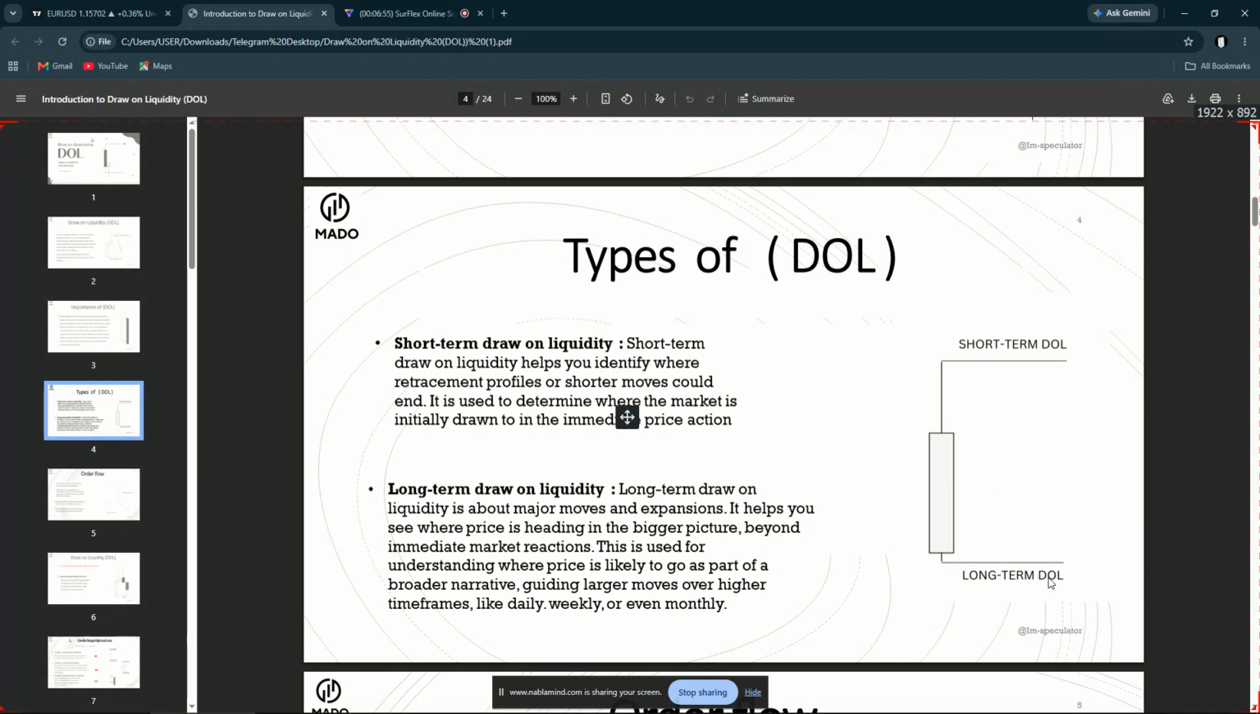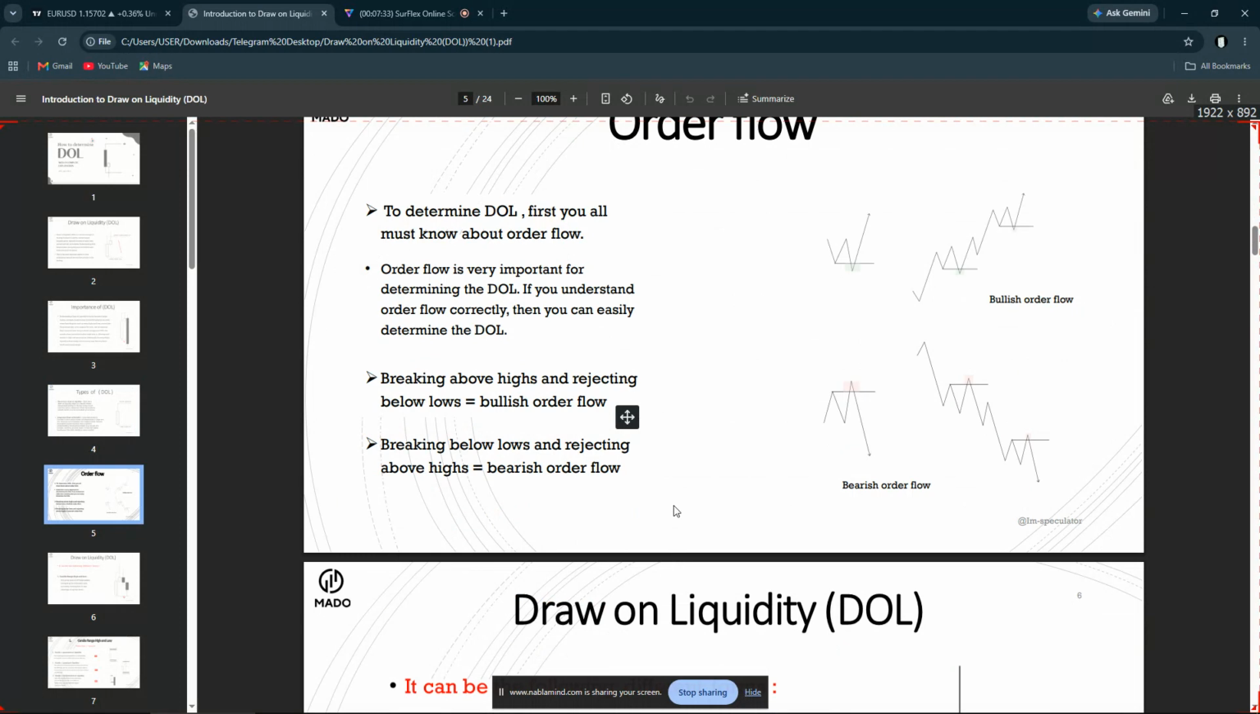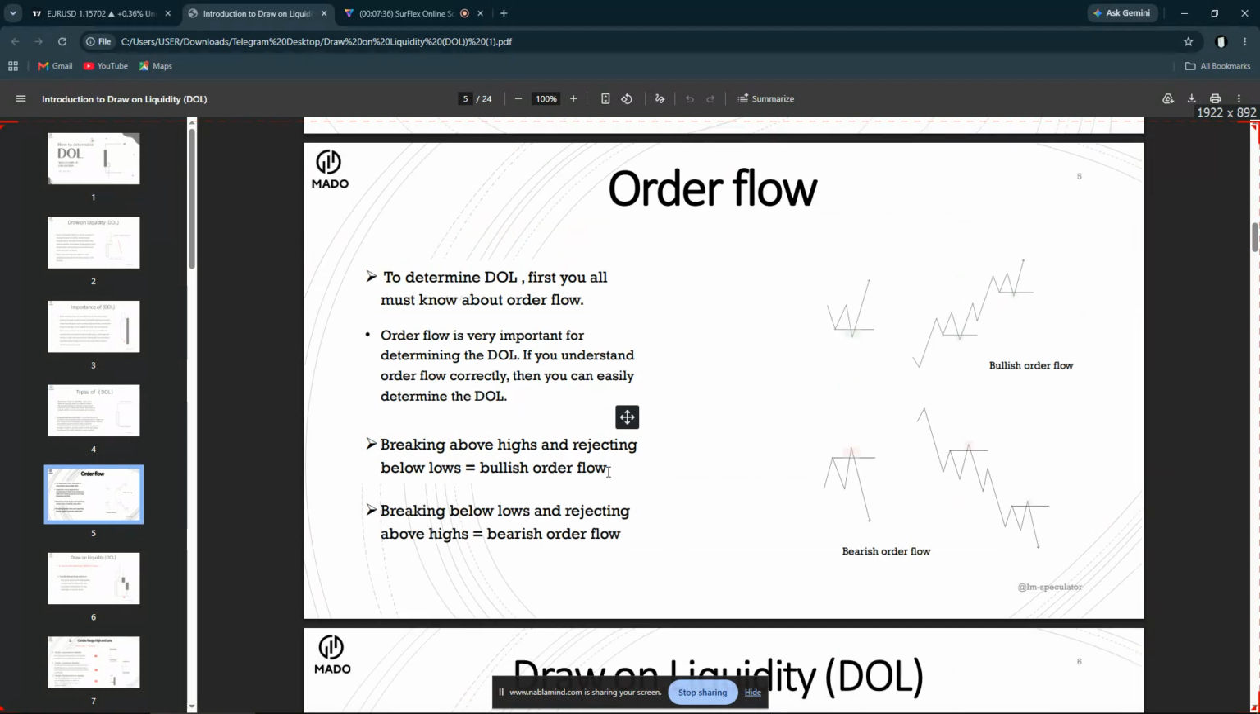And what is long-term draw on liquidity from this aspect? Long-term draw on liquidity is all about the move that happens when price is trying to expand after it clears the short-term draw on liquidity. That expansion is what we call the long-term draw on liquidity. It helps us to see where price is heading in the bigger picture beyond immediate market reaction. This is used for understanding where price is likely to go as part of a broader narrative that guides us in the larger move of the higher time frame, like the daily time frame, the weekly time frame, and also the monthly time frame.